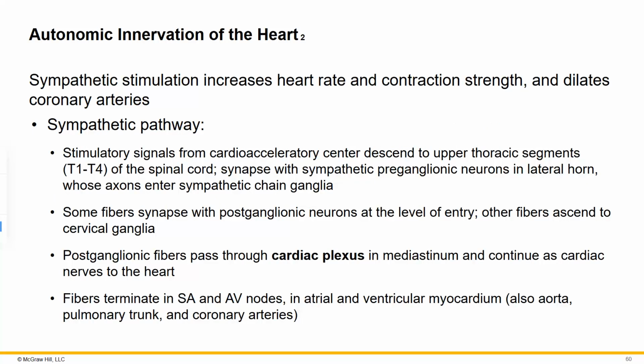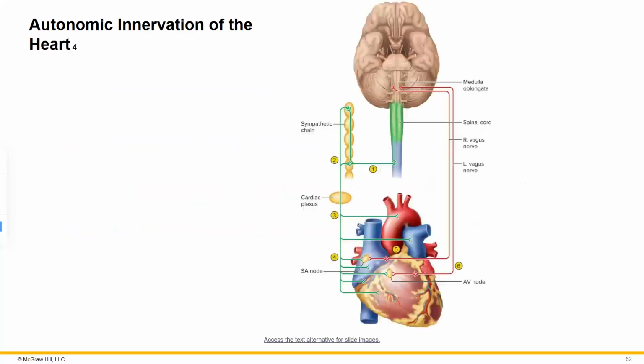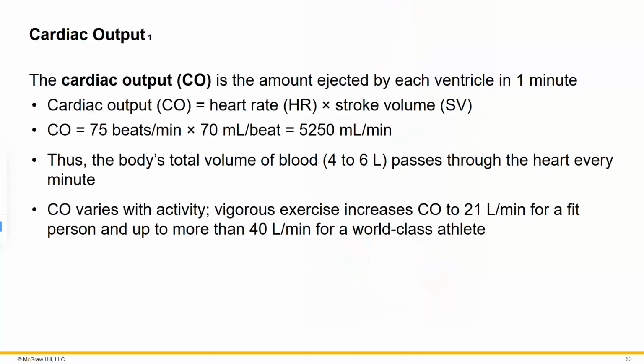The sympathetic pathway is going to increase the heart rate. The parasympathetic pathway stops the increase and allows the heart to go back to the normal firing of the SA node. And here's a diagram of those pathways.